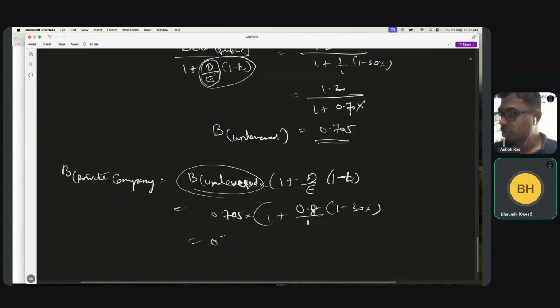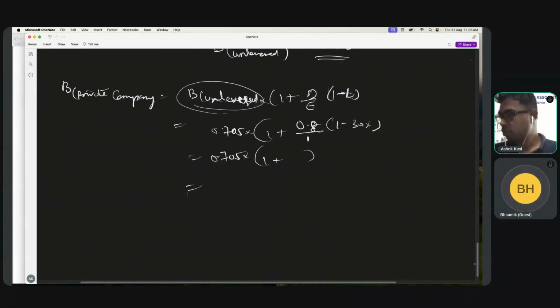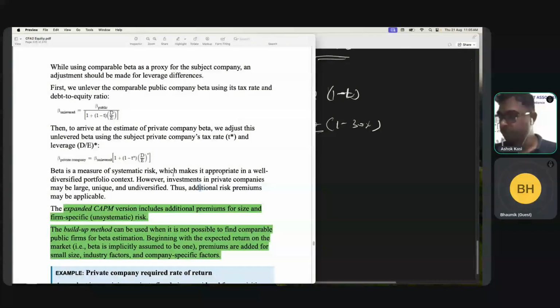Now you calculate all this. This is 70% of 0.8. Overall, how much is it coming to? 1.09. This is the beta of the levered company, private company, levered.